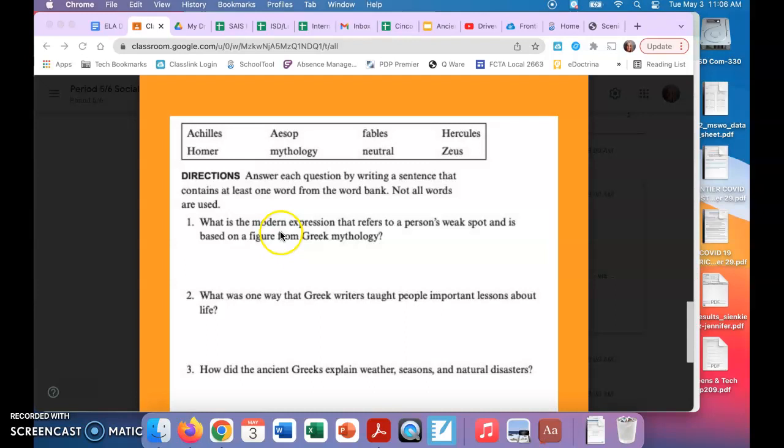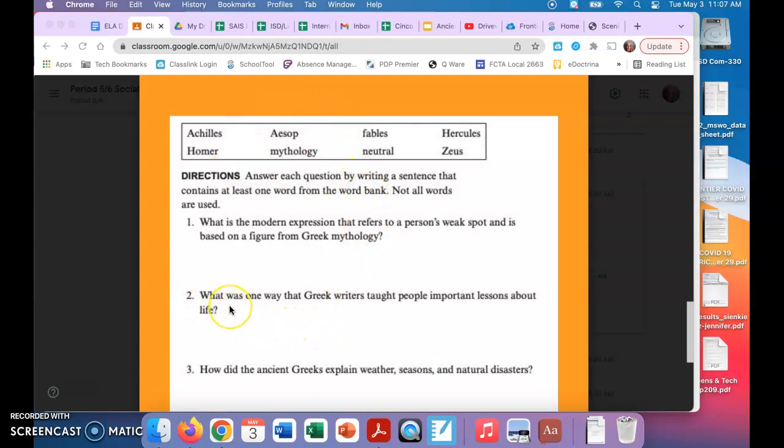Number 1. What is the modern expression that refers to a person's weak spot and is based on a figure from Greek mythology? Think about that, guys. We call it something heel, and it's because this Greek person in mythology was supposedly shot with an arrow in that part of his body. So that's where this comes from. Again, you're going to write a complete sentence using at least one of these words at the top.